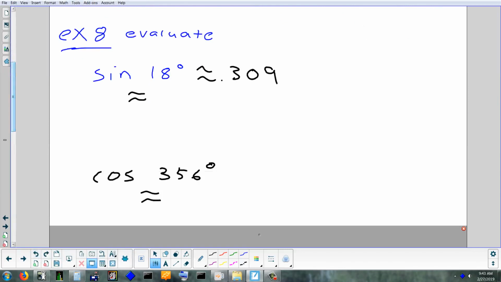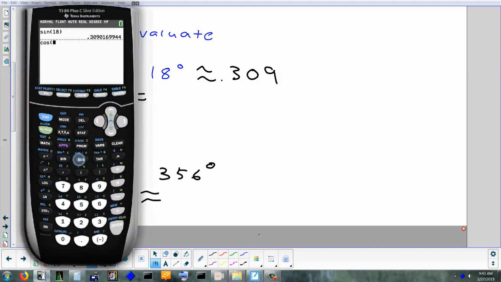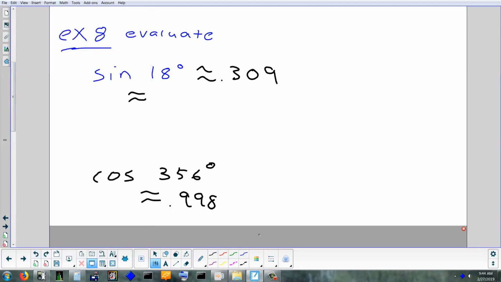Okay. Which mode should I have my calculator in for this one? Degrees. Yep, degrees again. So we just type it in. Cosine 356, 0.998. Anyone that didn't get 0.998?